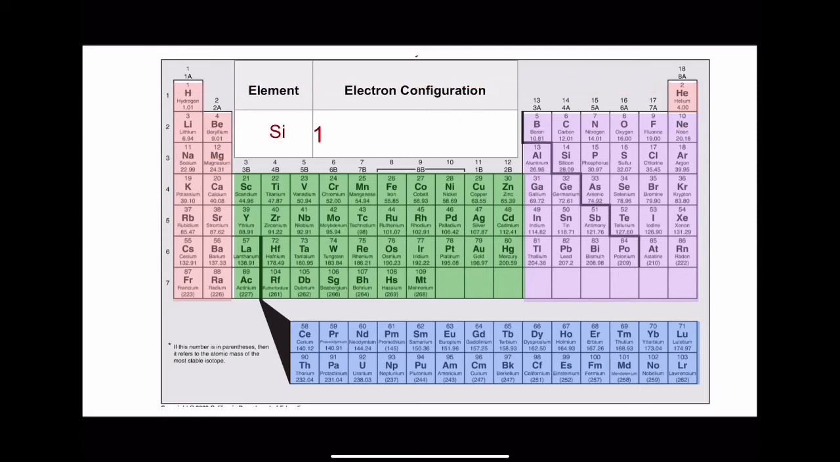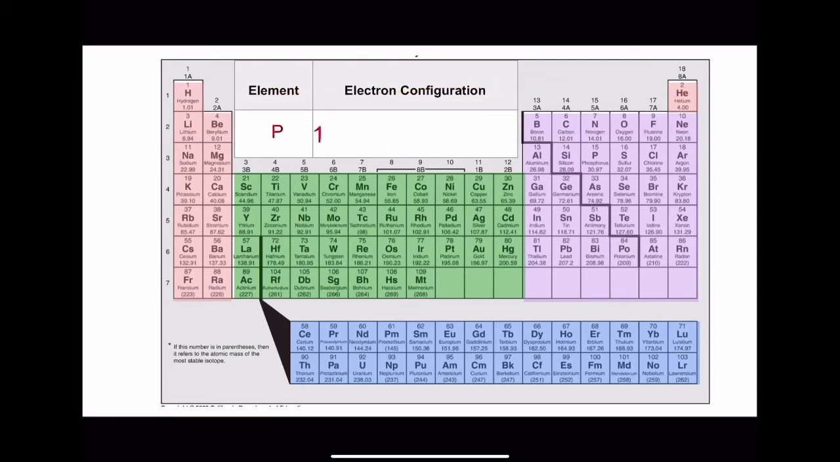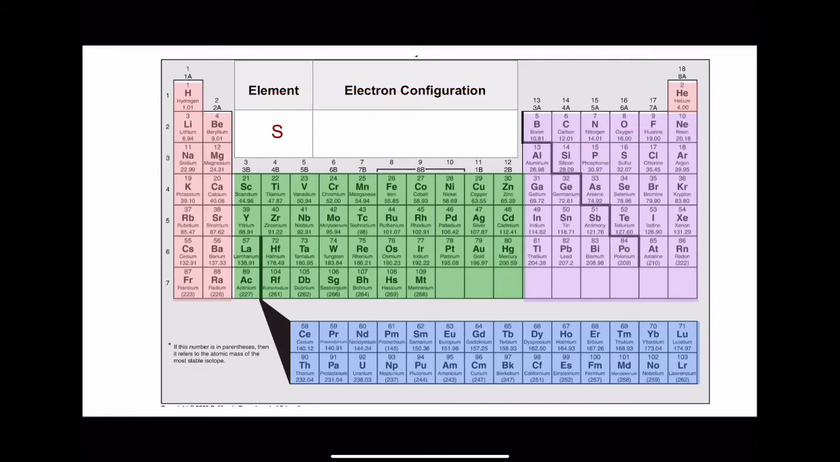As I move across the periodic table, all I'm doing is adding one more to that number. So silicon is now 1s2, 2s2, 2p6, 3s2, 3p2. Continuing on, phosphorus, 1s2, 2s2, 2p6, 3s2, 3p3. And I'm just going to add one more each time.